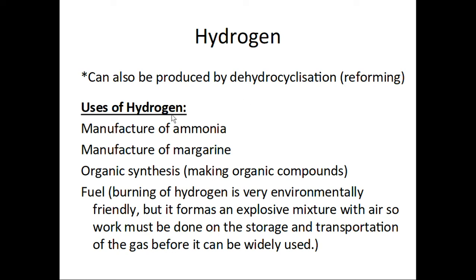And then you just need to know some uses of hydrogen. The first one is the manufacture of ammonia. Second one, manufacture of margarine. Organic synthesis, so that it's used to make organic compounds. So we'll see some examples of that coming up as well. And obviously the chapter that we're in, it can be used as a fuel.